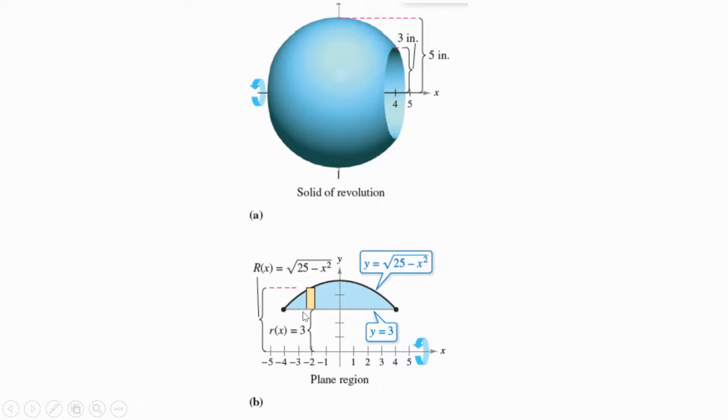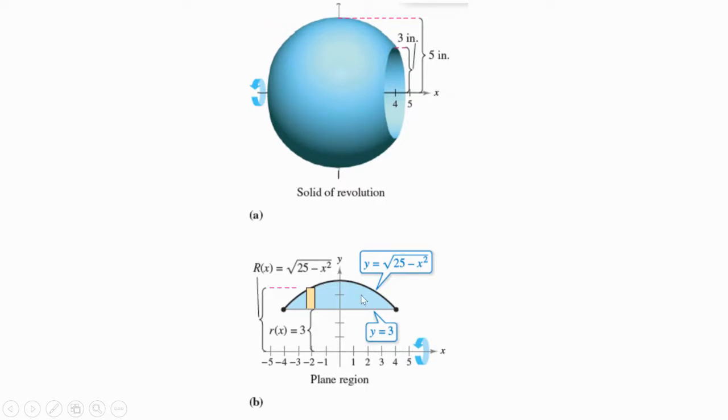Okay, so one thing we have to figure out is when y equals 3, what is x? Well, let's think about that. When y is 3, if I were to put 3 here, this would be 25 minus x squared. So if I square both sides, what I would get is 9 is equal to 25 minus x squared. So x would be plus or minus 4. So you see, we figure out that these are plus or minus 4.